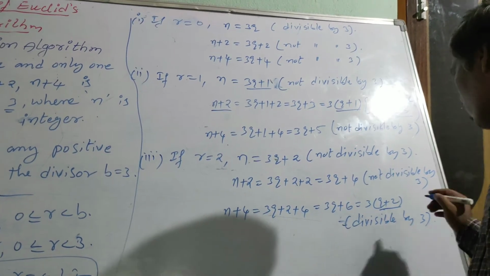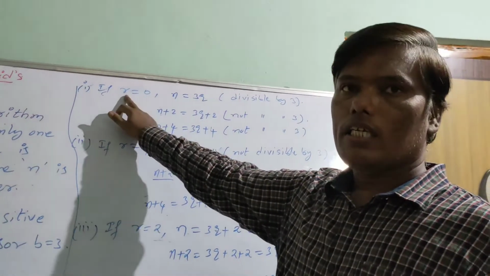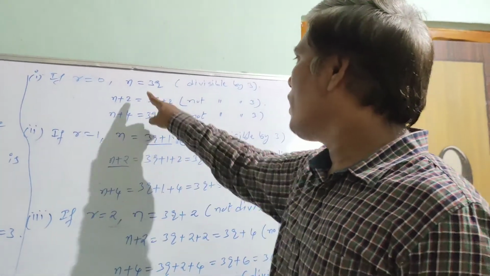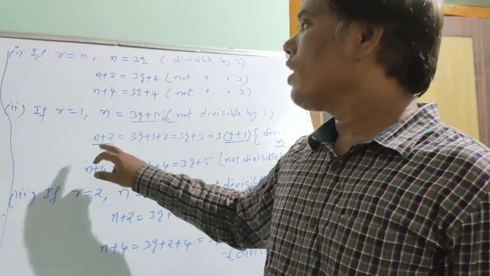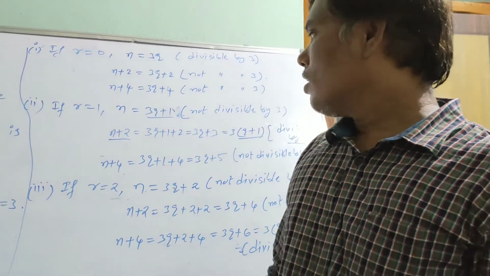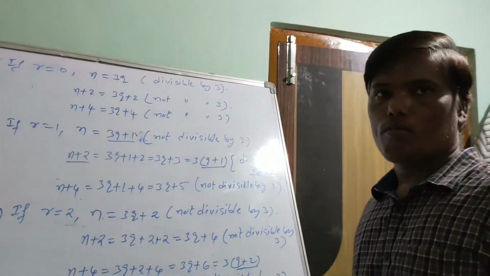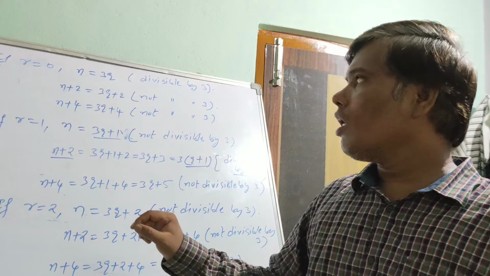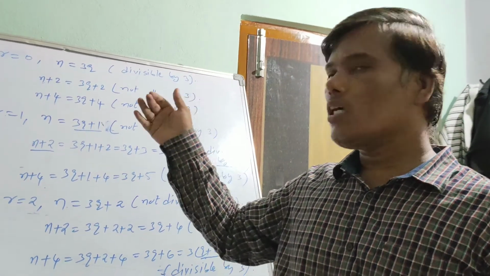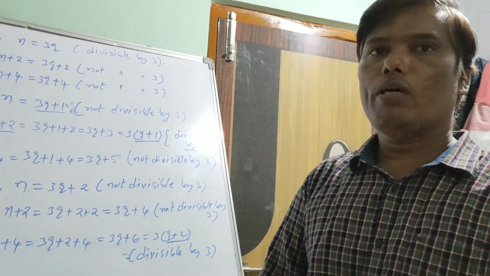So clearly in all 3 cases you can see, in the case of remainder 0, only n is divisible by 3. In the case of remainder equal to 1, only n plus 2 is divisible by 3. In the case of remainder equal to 2, only n plus 4 is divisible by 3. In each case, only 1 out of n, n plus 2, n plus 4 is divisible by 3.